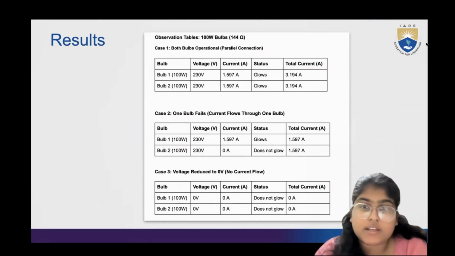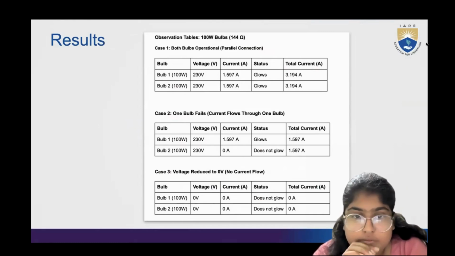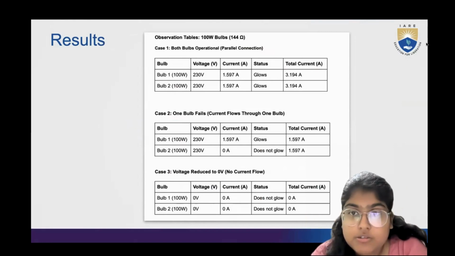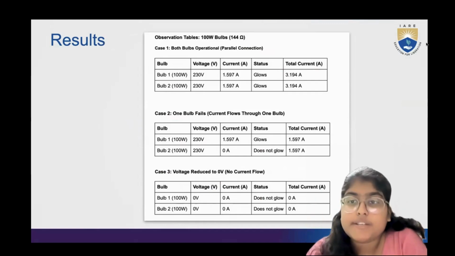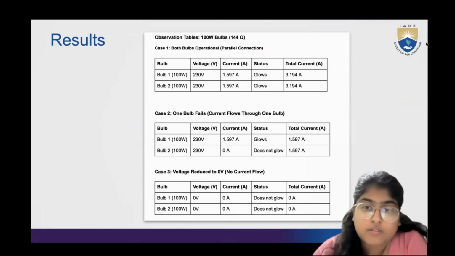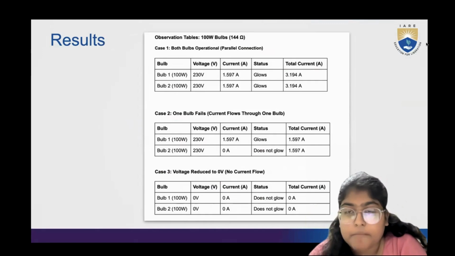These are the simulation results. As you can see, in case 1, for the 100-watt bulb, both of them glow with a current of approximately 1.6 amperes. And case 2, where one bulb has failed, for example, in the simulation the wire is cut. So the one bulb fails and current flows through only one bulb. It is shown that one bulb has 1.597 amperes of current, and the other has 0 amperes, which brings the total to 1.6 amperes.